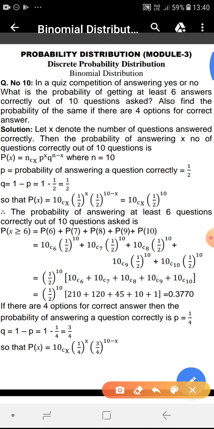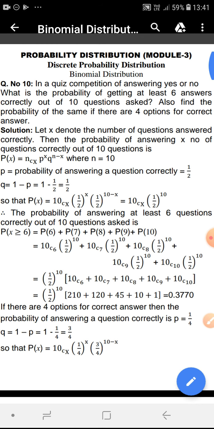So with n equal to 10, p equal to half, q equal to half, the probability of answering x number of questions correctly out of 10 questions is P(x) = 10Cx (1/2)^x (1/2)^(10-x). Since (1/2)^x and (1/2)^(10-x) have the same base, the powers can be added: (1/2)^(x + 10 - x), which is (1/2)^10. So P(x) will be 10Cx times (1/2)^10. Now we'll answer the question.